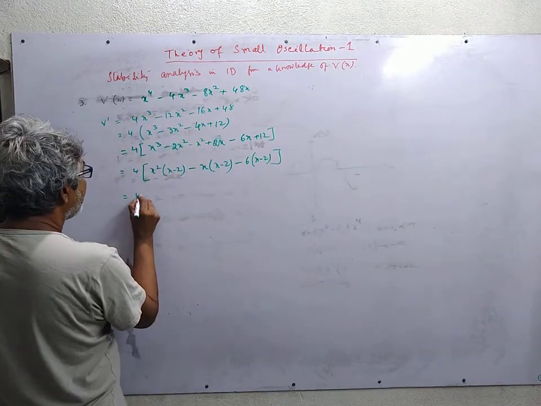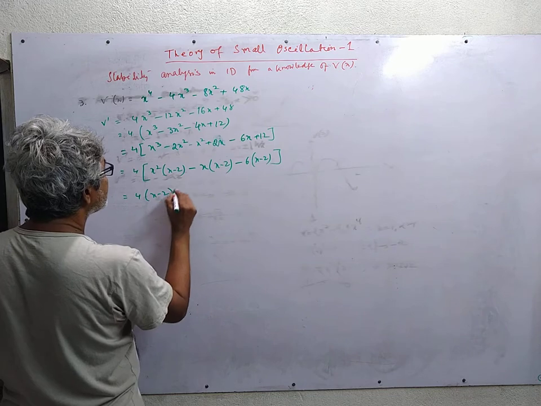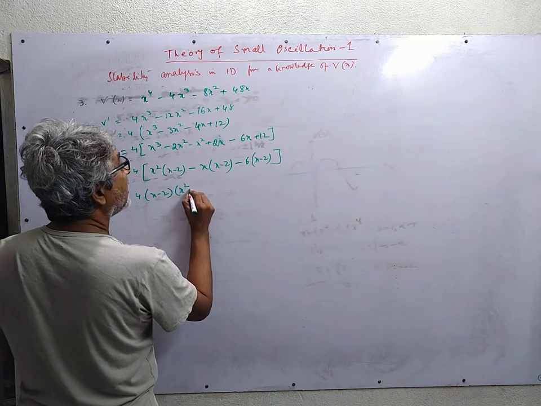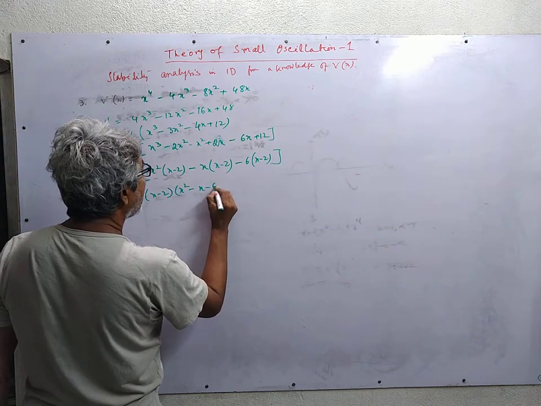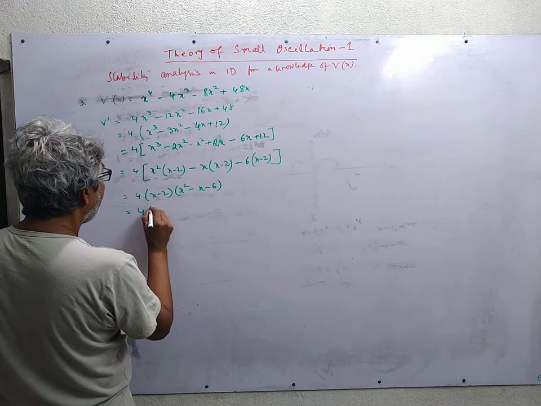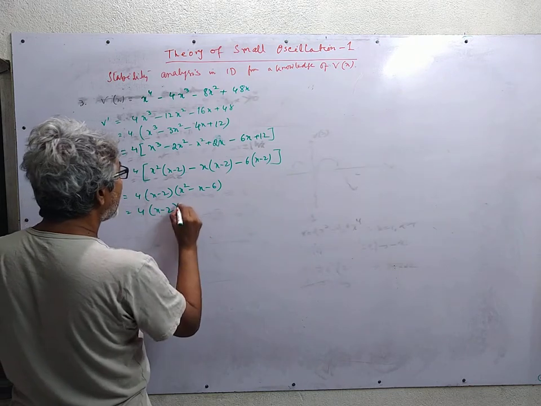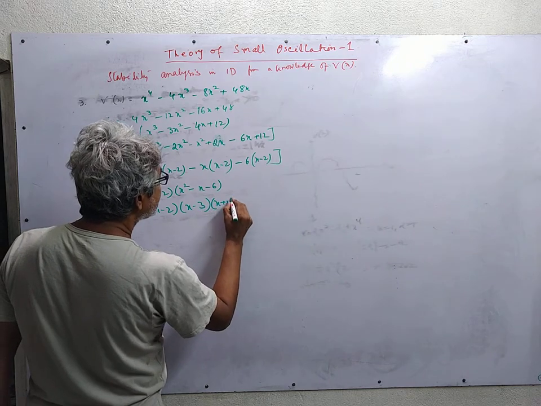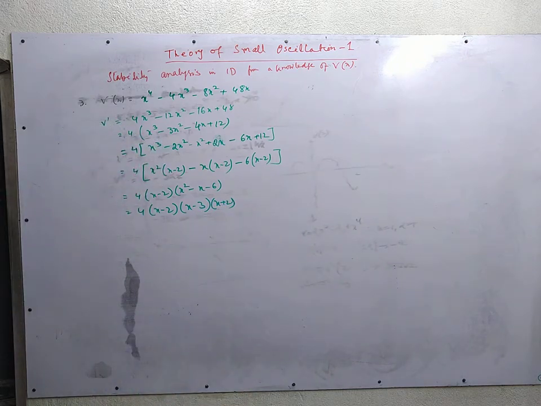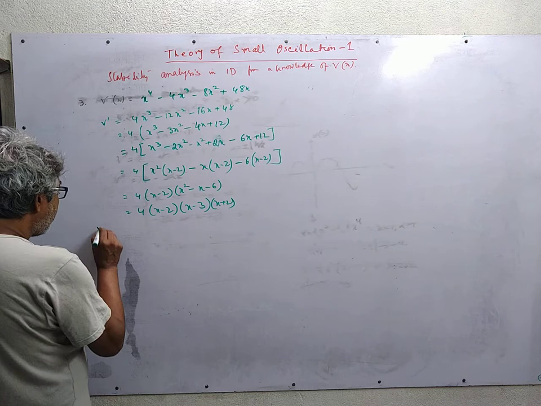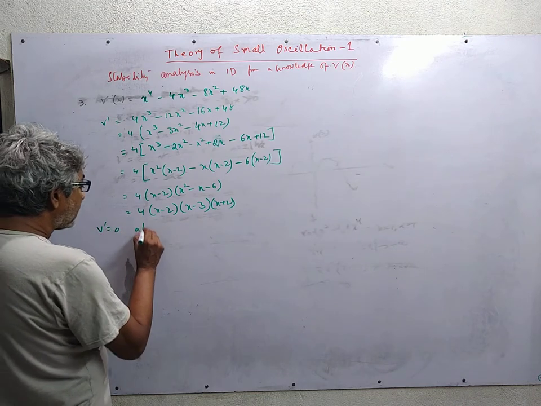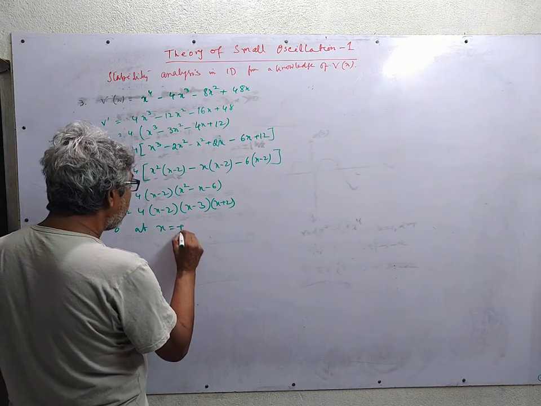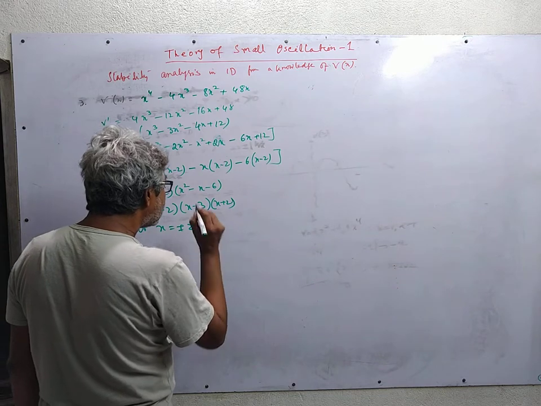So we have 4 times x minus 2, x square minus x minus 6, which is 4 times x minus 2, x minus 3 and x plus 2. So the equilibrium points: V prime is 0 at x is equal to plus minus 2 and x is equal to 3.